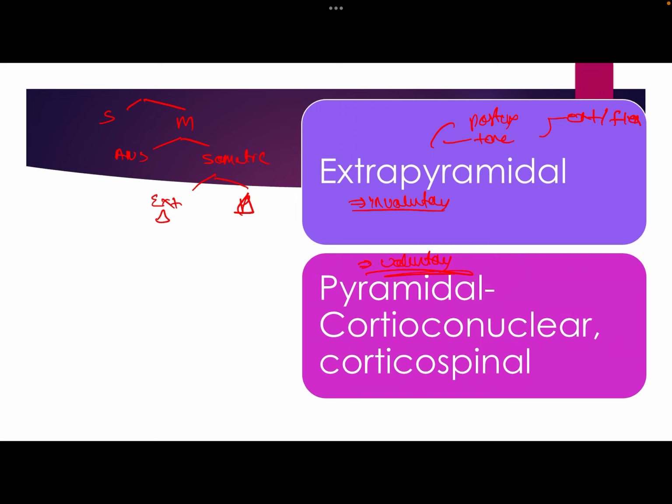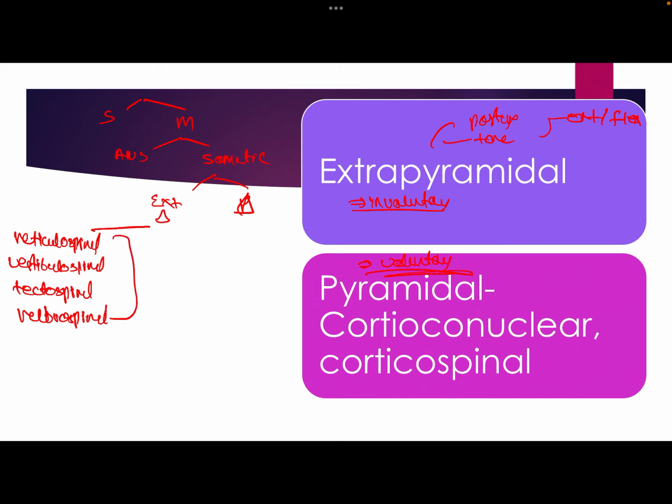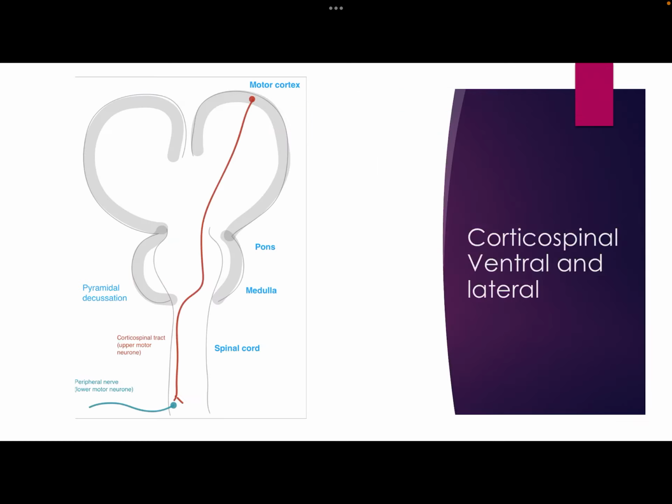Extrapyramidal consists of four different tracts: reticulospinal, vestibulospinal, tectospinal, and rubrospinal. These are the tracts which control extensors and flexors. Pyramidal tracts include corticospinal and corticonuclear tracts, which I will explain in the next slide.